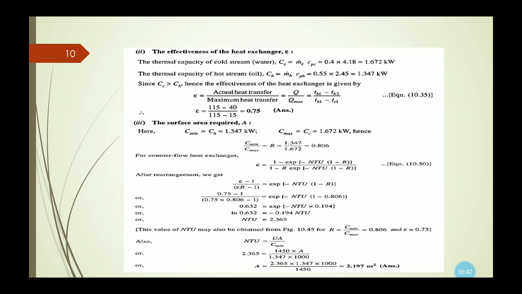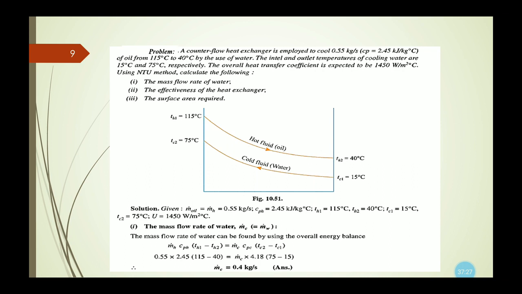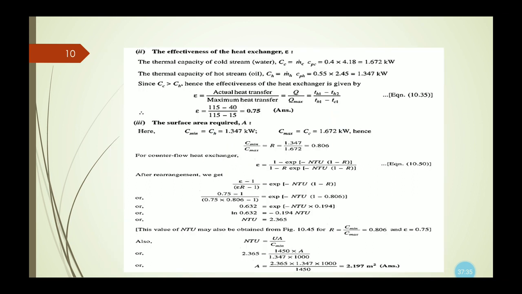Now the formula of the NTU, the number of transfer units, is known to us: UA divided by C min. Using this formula, we can calculate the surface area required for this counterflow heat exchanger. The value of this NTU, which we have calculated just now, is 2.365. Next, the value of the overall heat transfer coefficient is given in this numerical. See, in this question, it is written as 1450 watt per meter square degree centigrade. So you can write this value here.